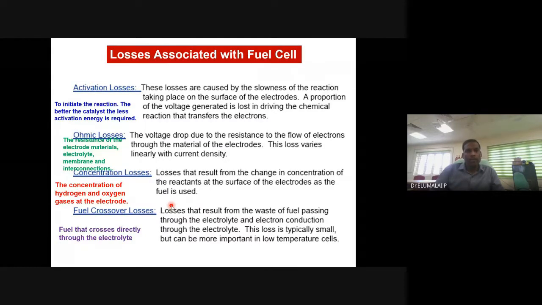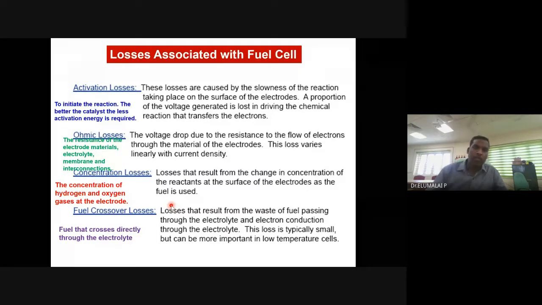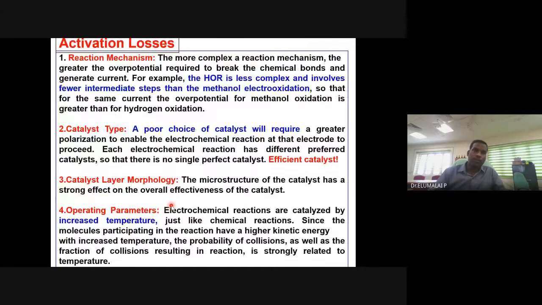How will you reduce the concentration loss? You make the membrane not allow the fuel crossover, or you make a better concentration of the electrolyte and of the fuel, so that they stay on the anode. All the molecules will be made to react on the anode. No fuel crossover, or less fuel crossover. So following these measures or remedies, it is possible to reduce the fuel cell losses.